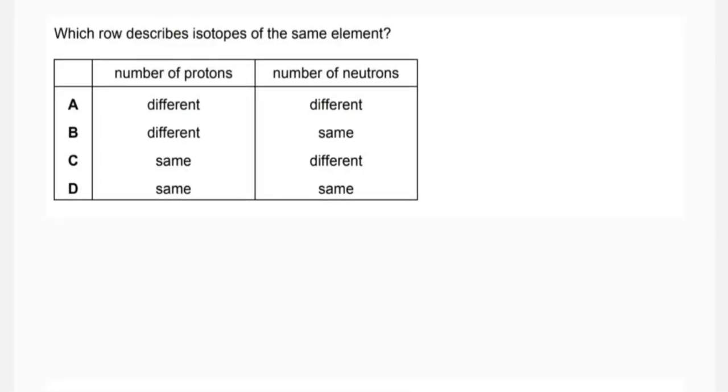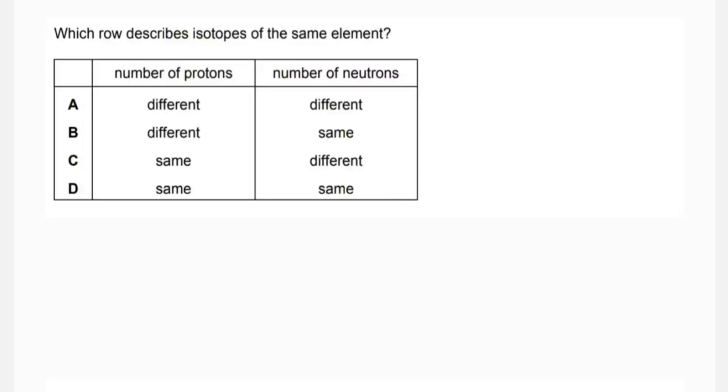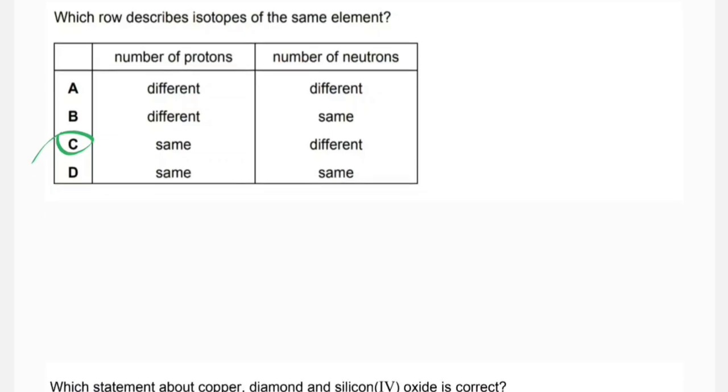In this video, we are going to discuss a few questions on bonding and structure for IGCSE. Which row describes isotopes of the same element? So isotopes should have the same number of protons. So definitely not A and B. You can rule out because it's different. So it's either C or D. Number of neutrons should be different. So it has to be C.